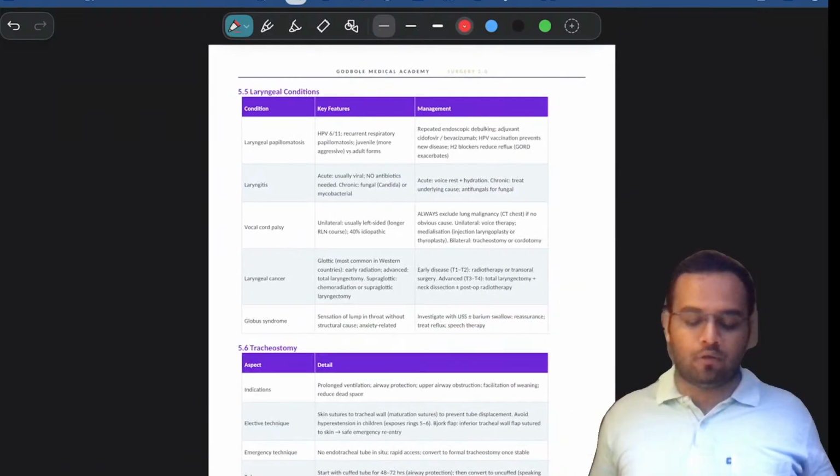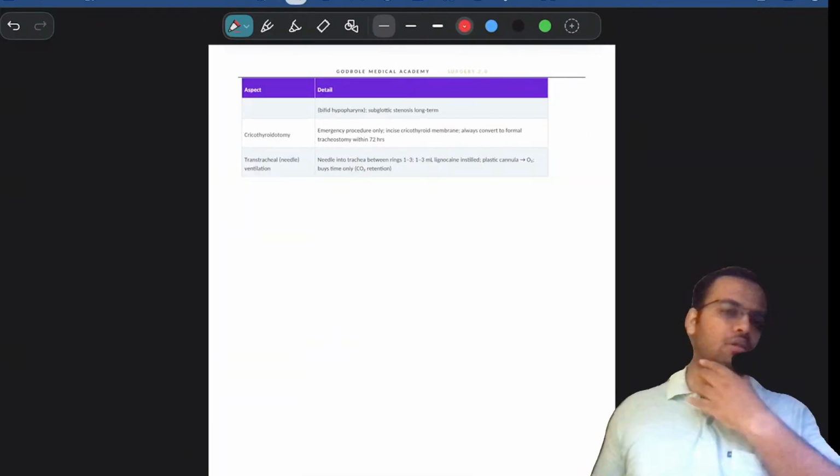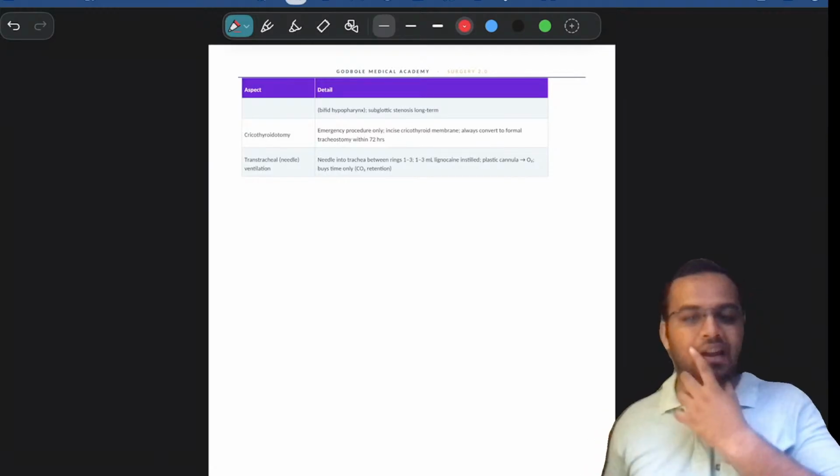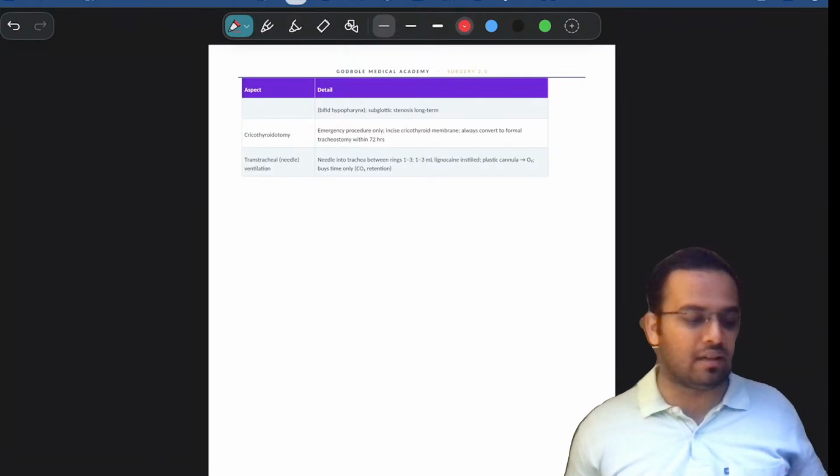Now tomorrow we will go for oropharynx and laryngeal cancers, and then the last chapter which is going to be cleft lip and cleft palate. Then we can conclude the topic tomorrow.